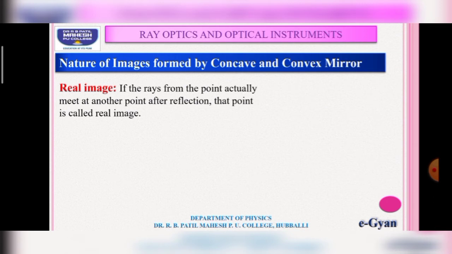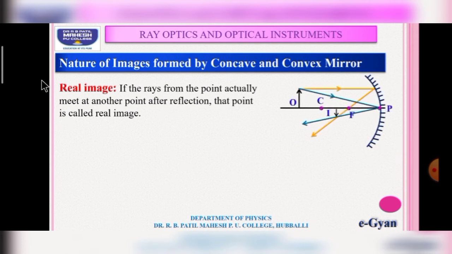If the rays from a point actually meet at another point after reflection, that point is called a real image. We have a diagram here, and rays are coming from this point and they are meeting at this point. Hence, this image is called a real image.